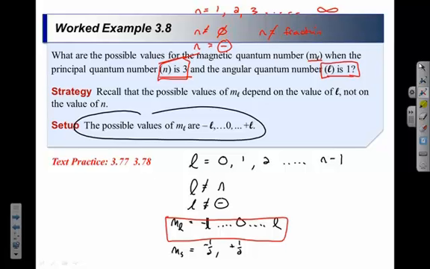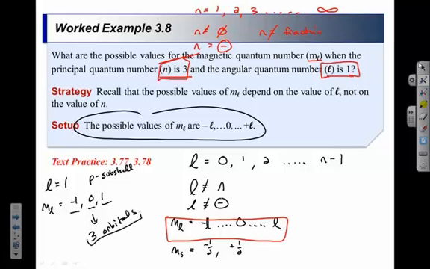The fact that when L equals 1, ML is negative 1, 0, or 1, that's not just possible number values. That gives me information about what we're talking about. When L is equal to 1, I'm talking about a p subshell. And how many orbitals are in a p subshell? 3. That's why there are 3 different possible values for ML. Each represents one of the 3 total orbitals that are in that p subshell.